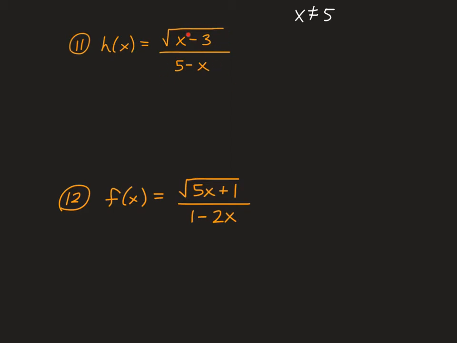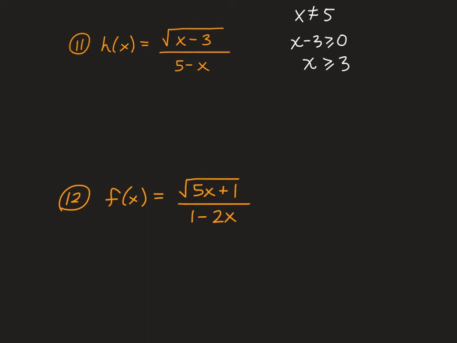Okay, now we're good with the denominator. The numerator, we just talked about what we had to do here. So in order to find the values that x can be, we have to do x minus 3 is greater than or equal to 0. So we find that x must be greater than or equal to 3. All right, so is that an issue with this? Yeah, it is. X can be everything greater than or equal to 3, but it just can't be 5.